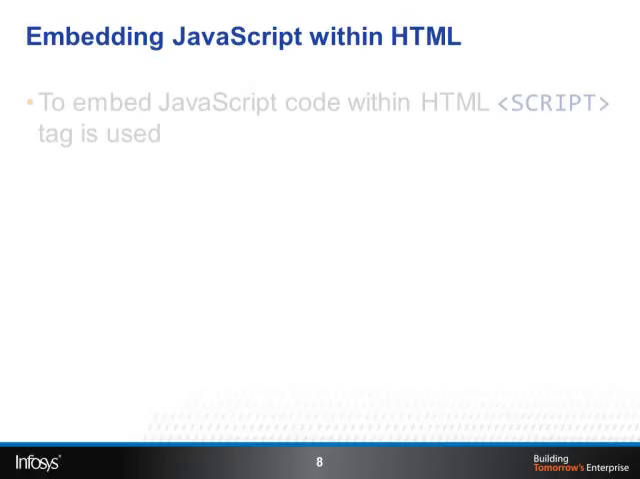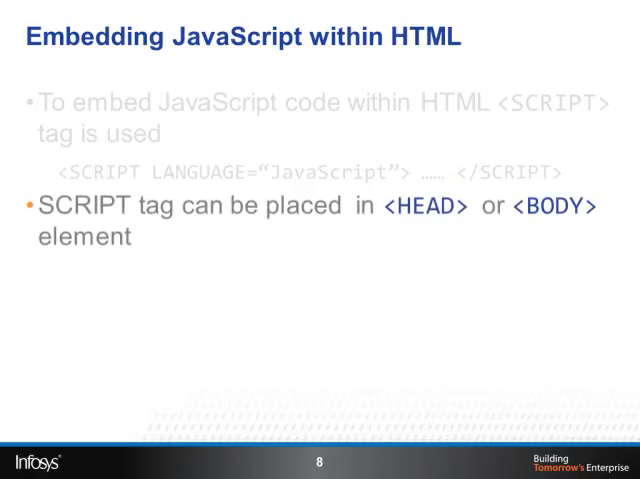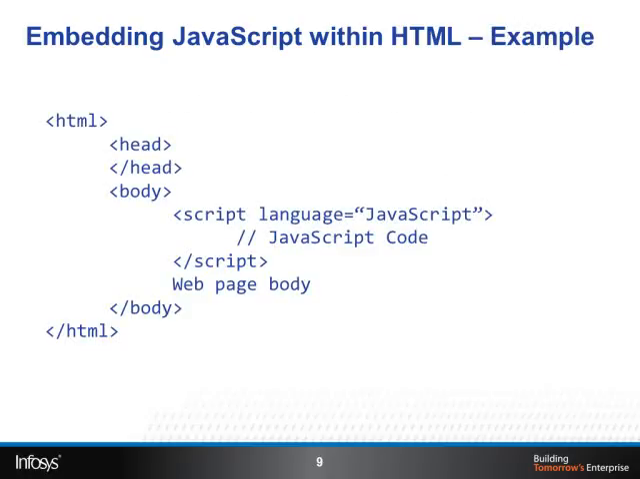Let us now look at how to embed JavaScript code within HTML. For this purpose, we use the script tag. The format of the script tag is as shown. One of the attributes of the script tag is language, which indicates the scripting language used for coding. The script tag can appear anywhere in the HTML page, either within the head or the body elements. Here is the document structure when we embed JavaScript in the body element of an HTML page.